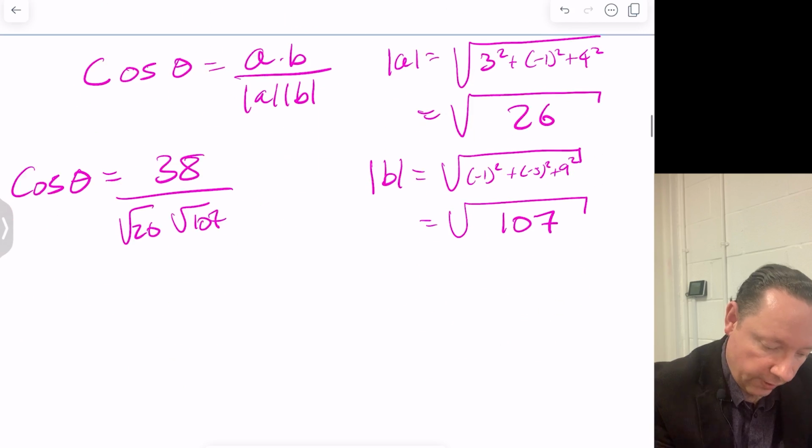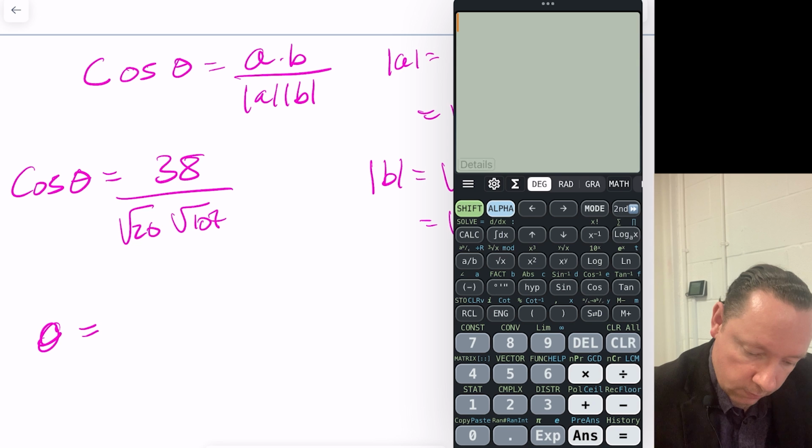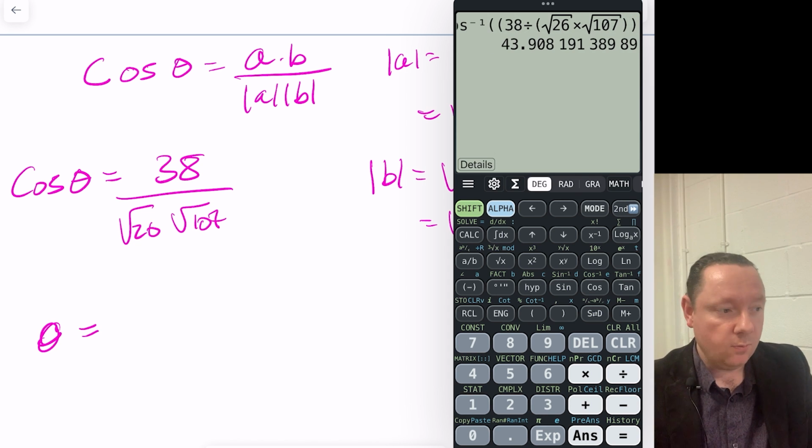So I can now do the inverse cos in my calculator to get theta. Shift cos, 38 divided by, open a bracket, root 26 times root 107, is 43.9 degrees to 1 decimal place.